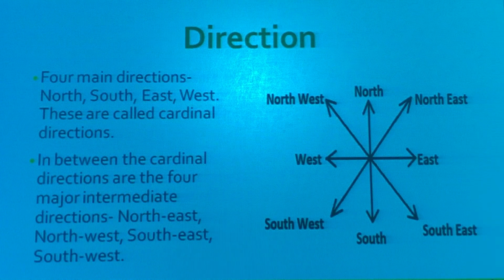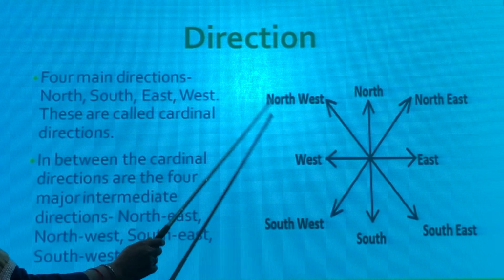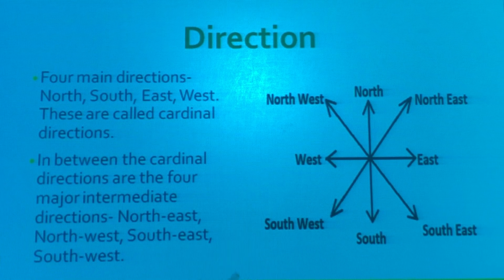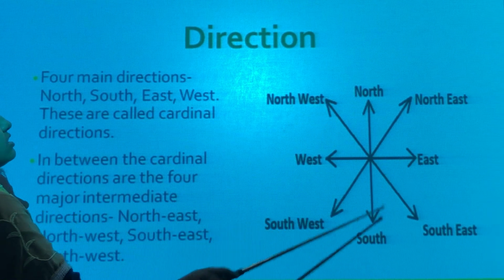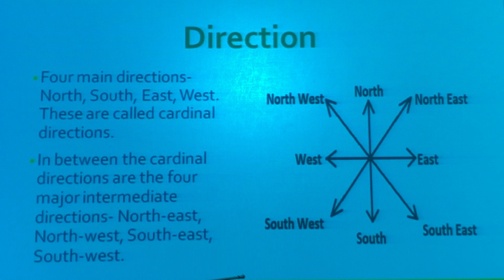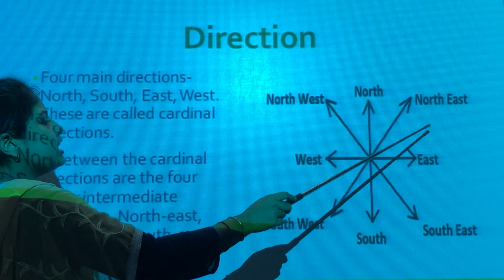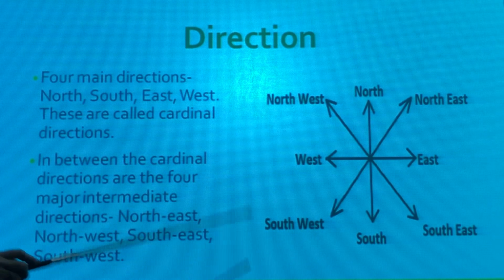Now direction. Next point is direction. We all know that there are four main directions: north, south, east, west. These directions are called cardinal directions, but in between the cardinal directions there are four major intermediate directions, and these are northeast, northwest, southeast, southwest. North, south, east, west are the cardinal directions, and northwest, northeast, southeast, southwest are the intermediate directions.